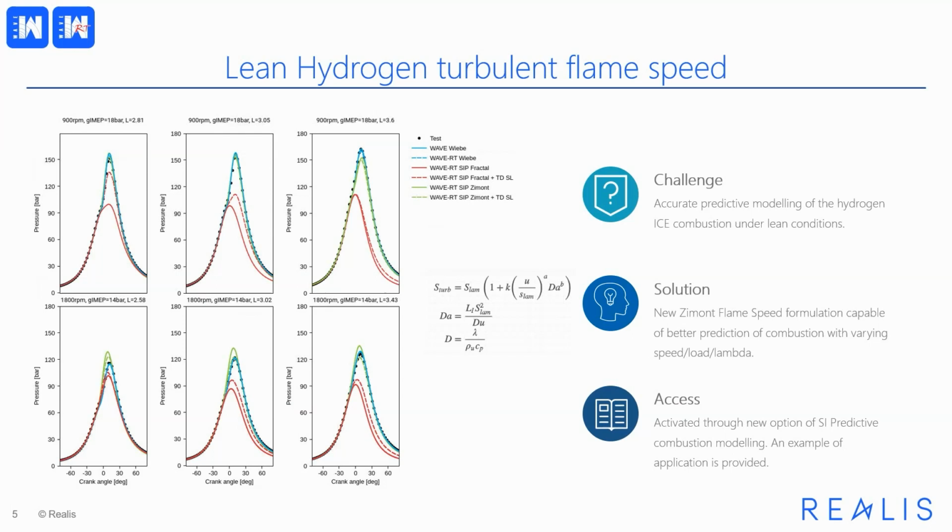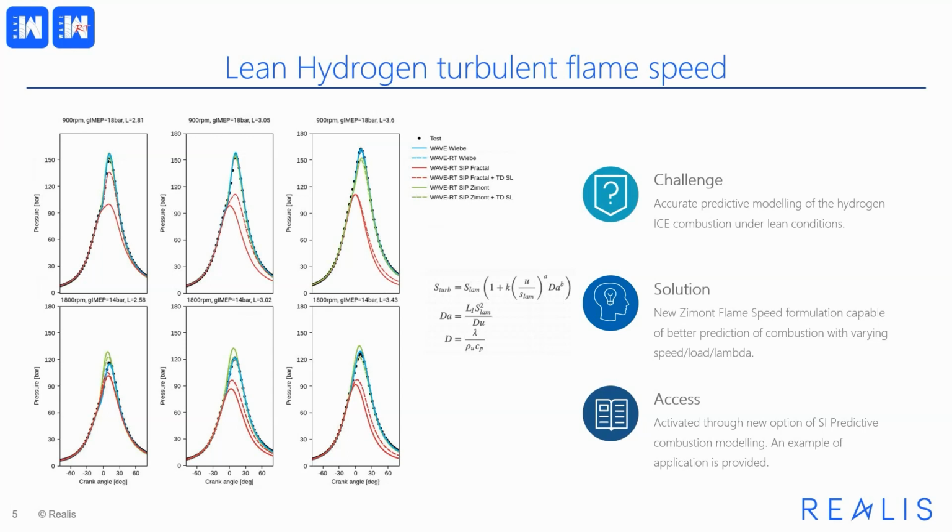In 2023.2, we combine the new Ximont type turbulent flame speed closure with the power of surrogate optimization in RDesk Tuner to accurately model lean hydrogen and rapidly determine the optimal value of the tunable parameters of the combustion and turbulence models to deliver an accurate predictive engine model for conventional and real-time applications.